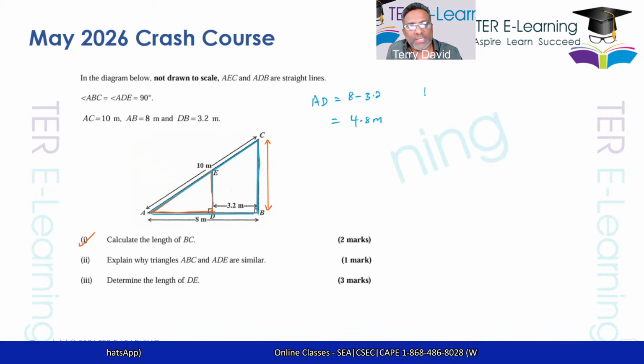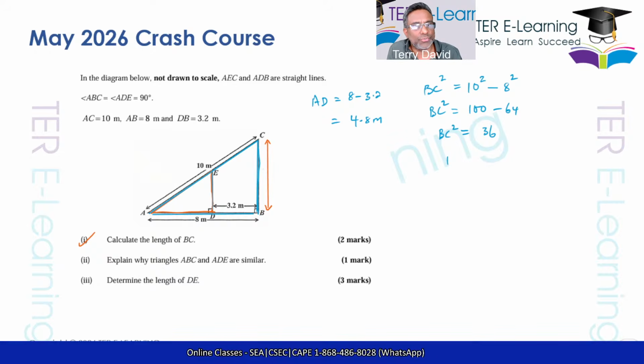If I want BC here, I can just use Pythagoras' theorem to work out BC, because I have the hypotenuse of that right angle and I have the base. So therefore BC squared is simply going to be equal to 10 squared minus 8 squared. So BC squared is equal to 100 minus 64. So BC squared is equal to 36. So BC is equal to the square root of 36, and therefore BC is going to be equal to 6 meters. Okay, so for that first part, that's what we're going to get.